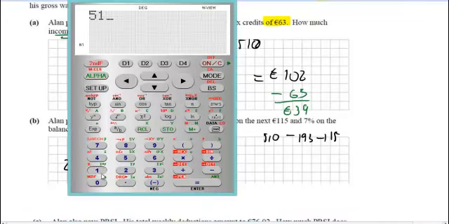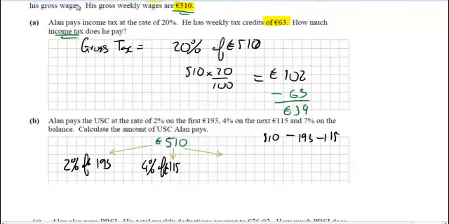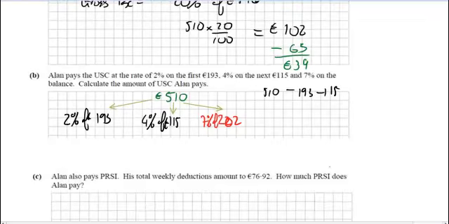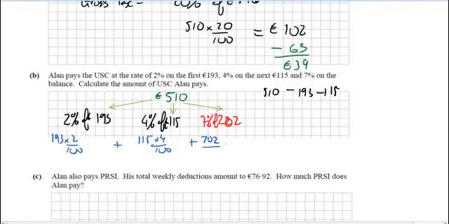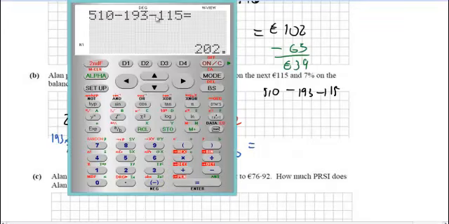So 510 minus 193 minus 115 gives us the balance of 202. That's the only one you really have to work out. 202, and then it's 7% of that. So for the universal social charge, we have to work each of these out. 2% of 193 is 193 multiplied by 2 divided by 100, plus 115 multiplied by 4 divided by 100, that's 4% of that, plus 202 multiplied by 7 divided by 100, and it's going to take a couple of seconds.